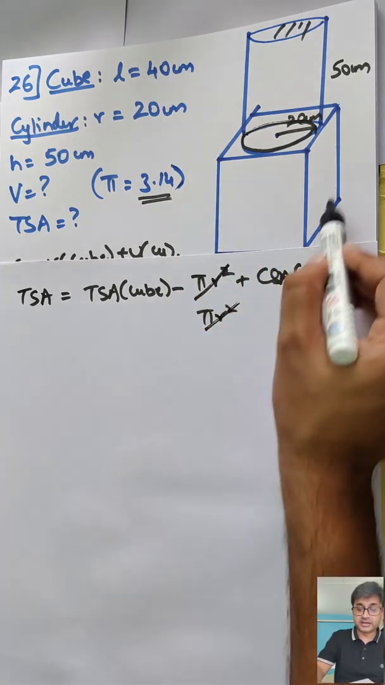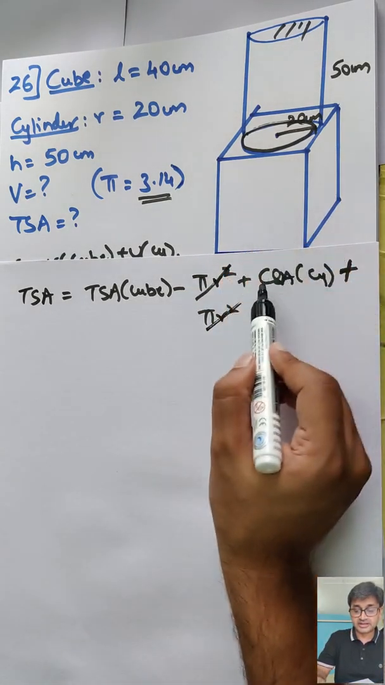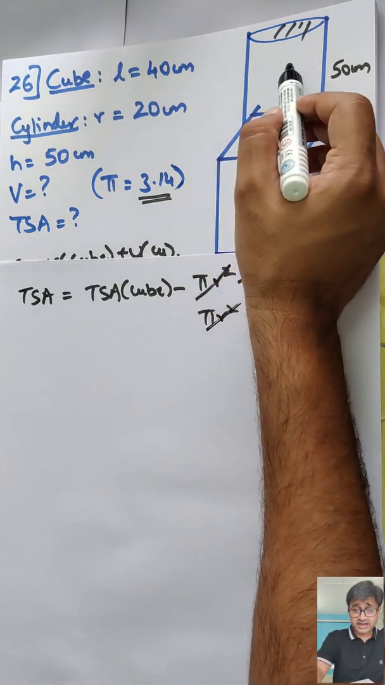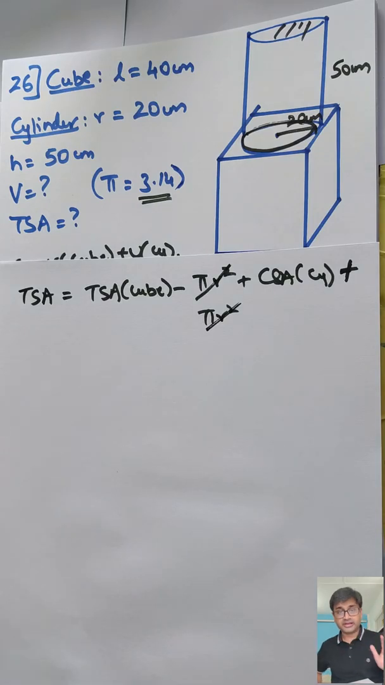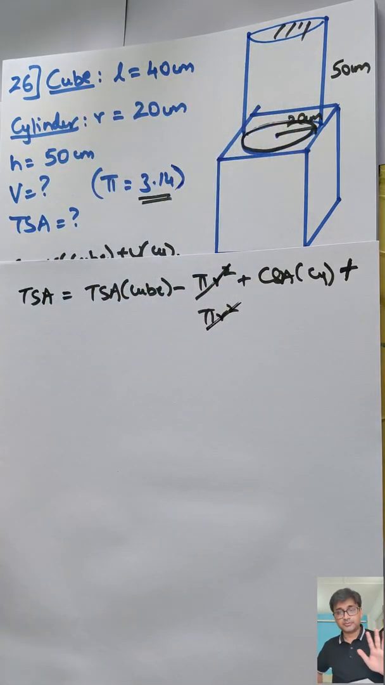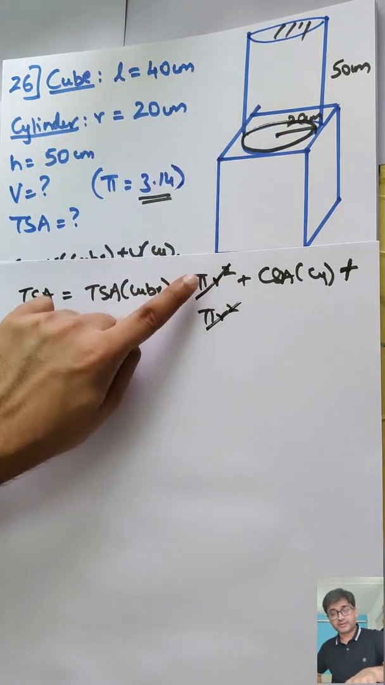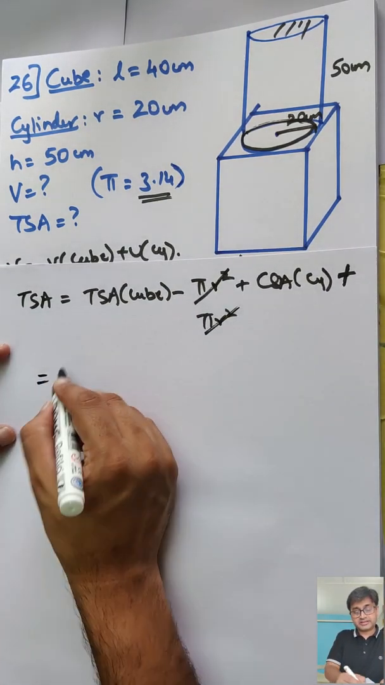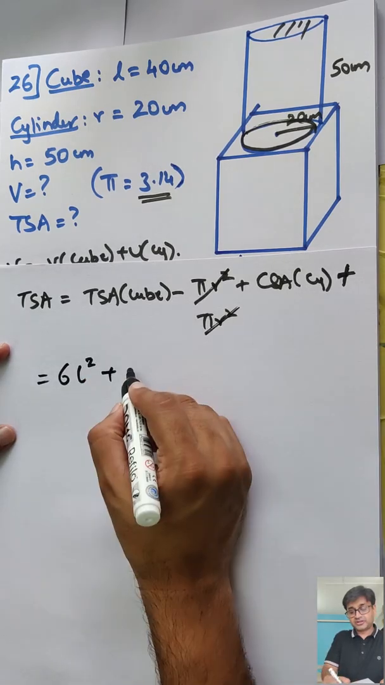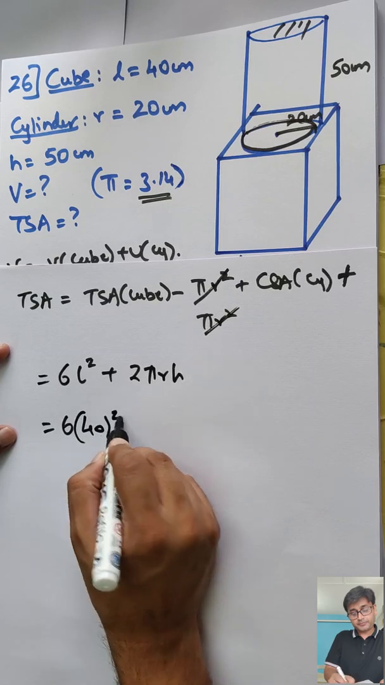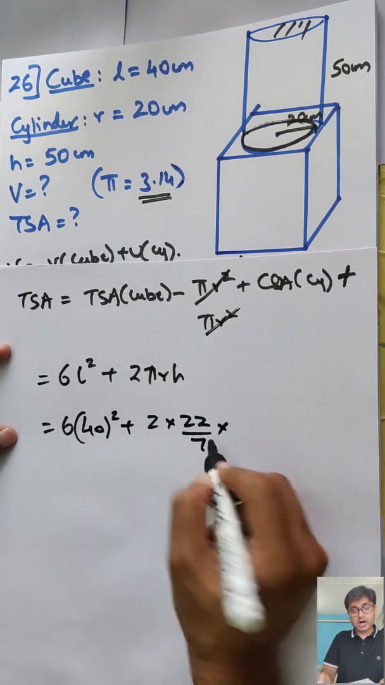Otherwise someone else might take area of vertical faces, then the base, then this top minus circle, total surface, and then again minus circle. That will be very lengthy. Let's not confuse ourselves. Total surface minus circle, curved surface plus circle. Simple. So two circles, one is minus, one is plus, gets cancelled. Now what is left? Total surface area of the cube, that is 6L square, and curved surface area of cylinder, so 2 pi RH.